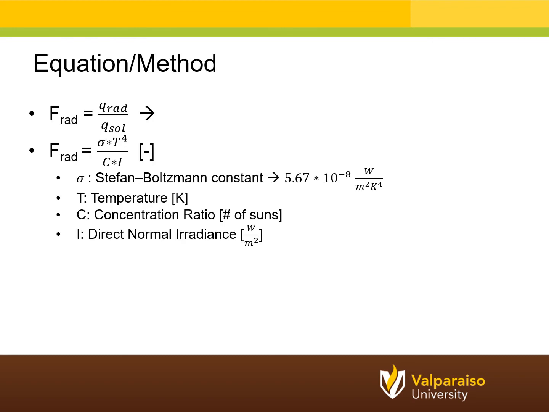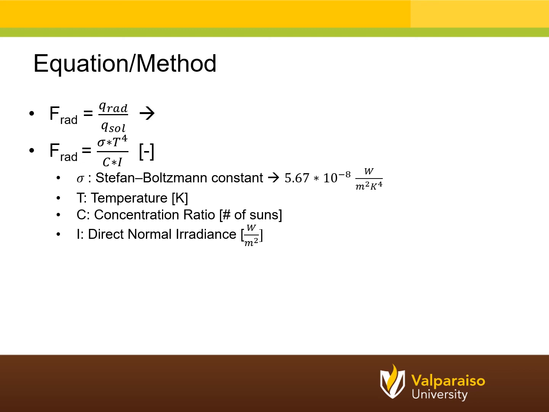This then gives us our equation. The radiation energy per unit time from a black body is proportional to the fourth power of the absolute temperature and can be expressed from the Stefan-Boltzmann law as Frad equals Qrad over Qsol. This then equals sigma T to the fourth over CI, where sigma is the Stefan-Boltzmann constant, which is 5.67 times 10 to the negative 8 watts per meter squared Kelvin to the fourth.